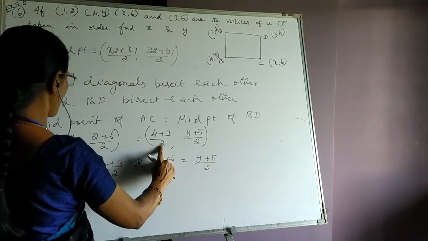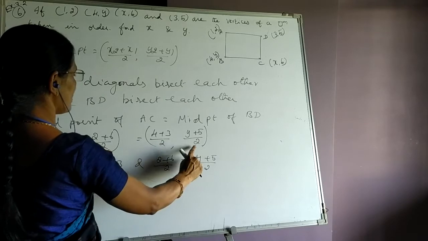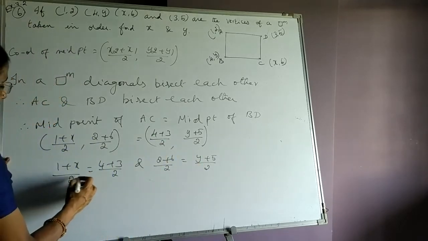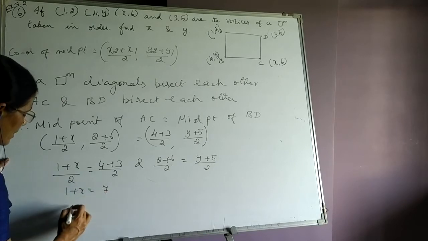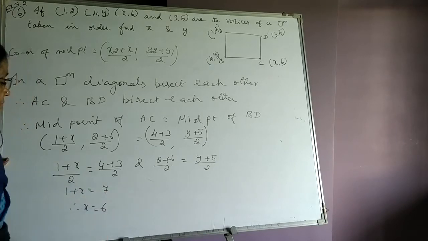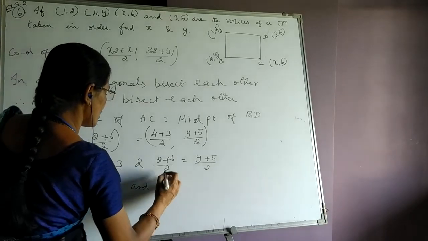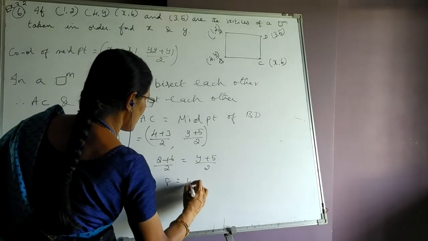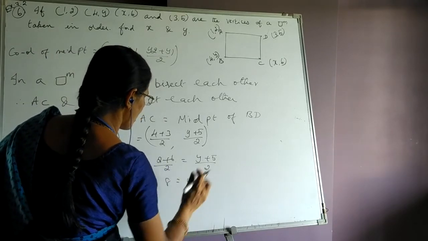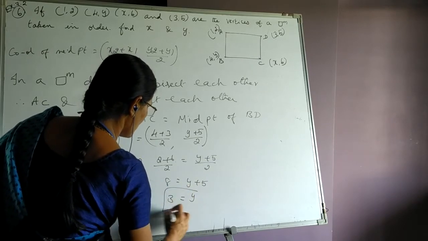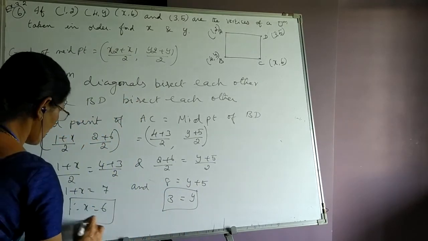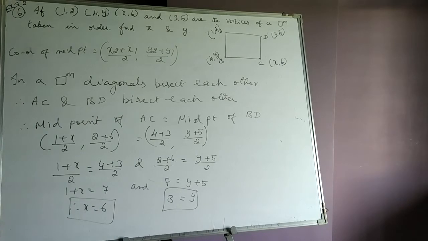Which are in the first place, we have equated together. Which are in the second place. This 2 gets cancelled on both sides. 1 plus x equal to 7. Therefore, x is equal to 6. And 2 plus 6, 8 is equal to y plus 5. 2 gets cancelled on both sides. Y is equal to 8 minus 5, which is equal to 3. Therefore, we got x equal to 6 and y is equal to 3.